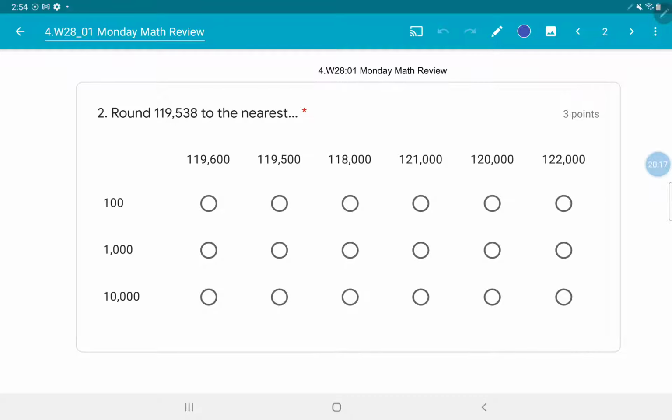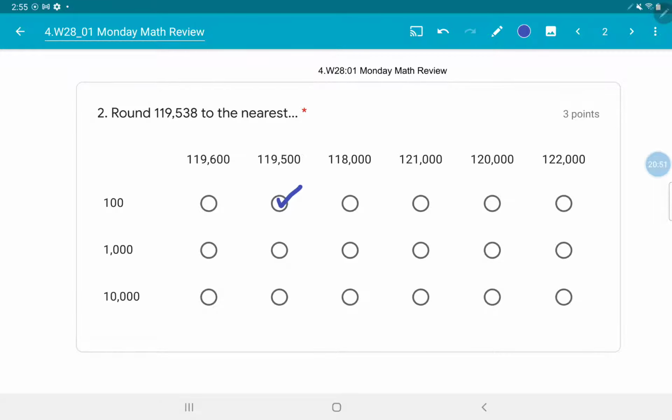I have 5 hundreds. Where do I look to see if that 5 goes up or stays the same? Where do I look, Sky? The hundreds. I'm rounding to the hundreds, so where do I look? What tells me if that 5 is closer to 500 or closer to 600? The 10s. There you go. I have 3 10s, so that's below the midpoint. It'll be closer to 119,500.